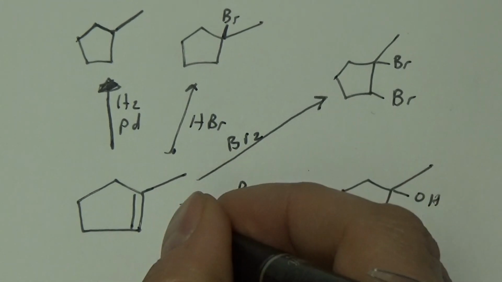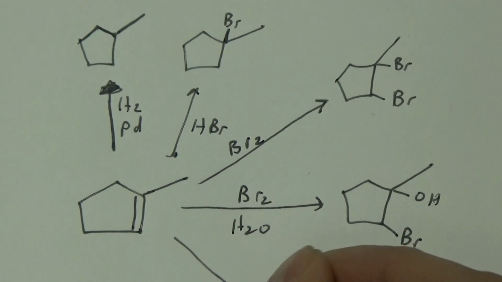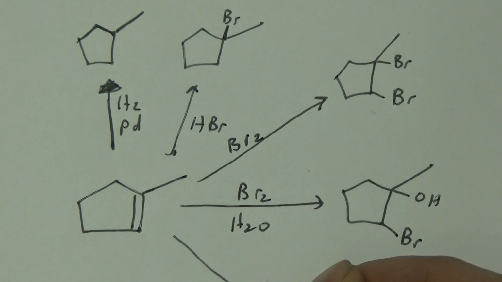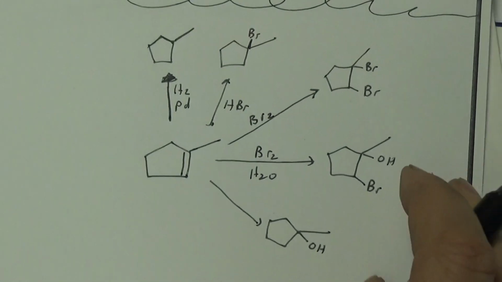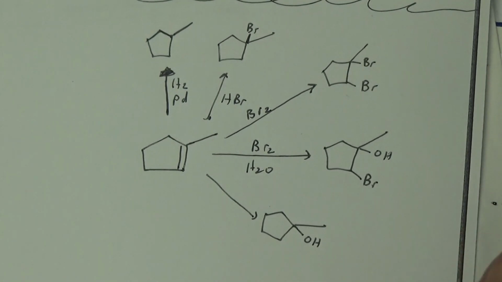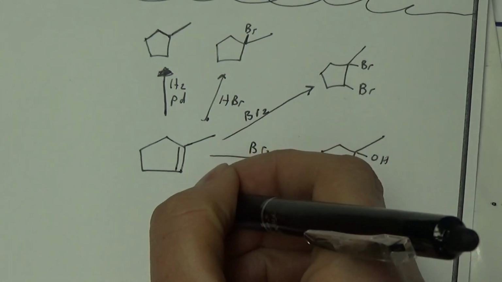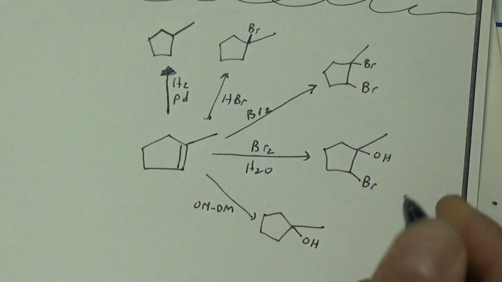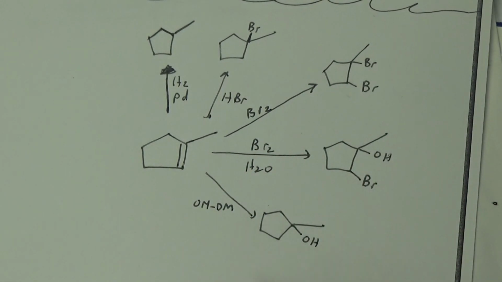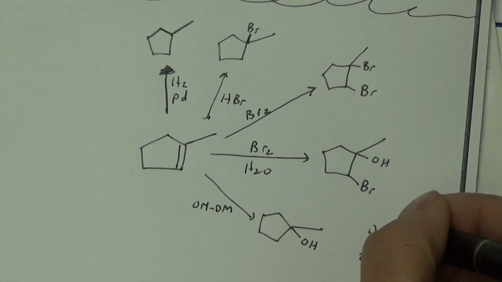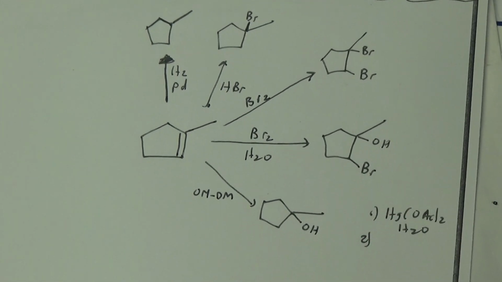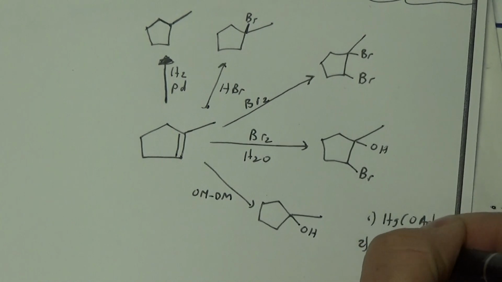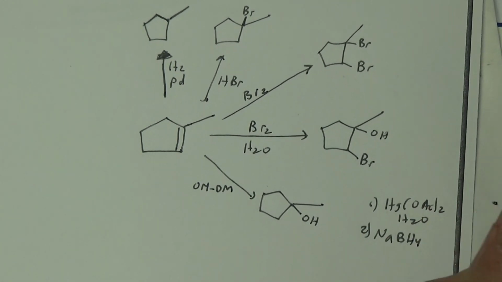Alright, what else did we do? We learned how to go to a Markovnikov alcohol. How do you do that? Markovnikov alcohol was oxymercuration, demercuration. OMDM. Remember? Two reagents for OMDM. What were they? Hg(OAc)2 and water, and NaBH4. Okay.